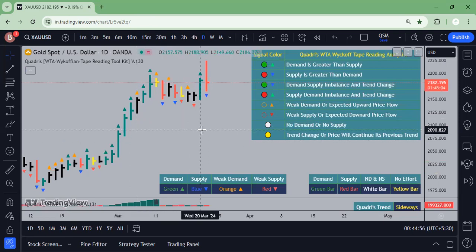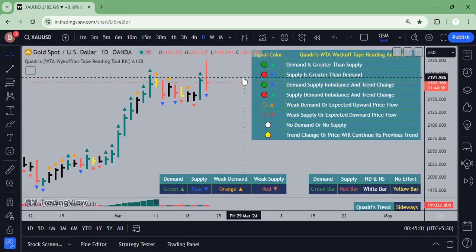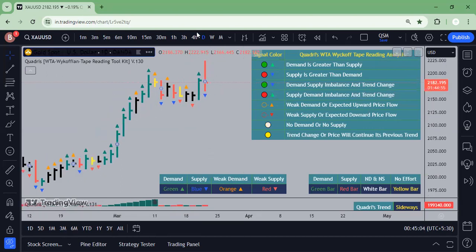The main pain area for traders was that they found it very difficult, while analyzing the market, to keep this table open. The same goes for the white candle, where no demand or no supply, depending on whether it appears on the higher side, is contextually related to no demand. If this white candle appears on the lower side, based on the context it correlates with no supply.